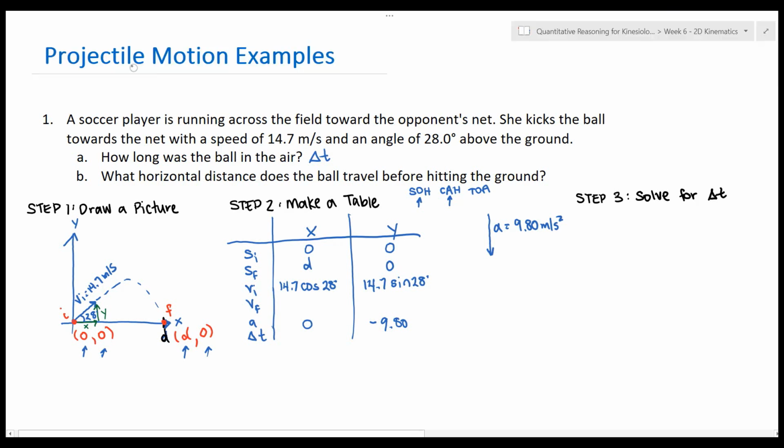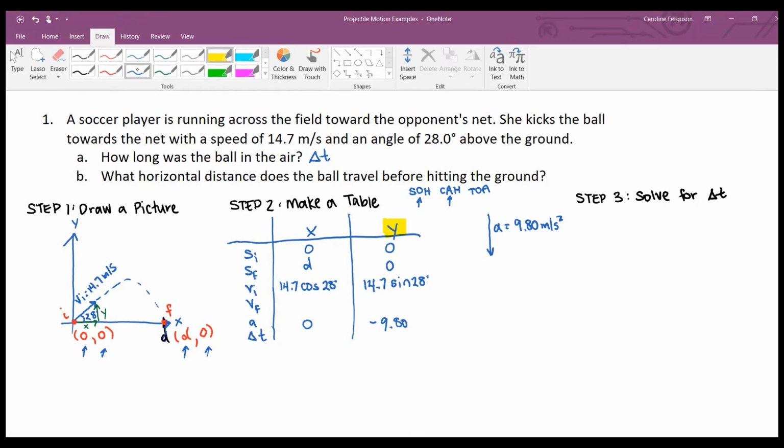So which column has the most information, the x column or the y column? So when we look at the x column, there's this variable here, d, that we don't know. And then we know the other three values. In the y column, we know 4 values. There's no unknown variable other than v final, which is the case for both x and y. So y has more information than x does. So we're using y right now. We're going to solve for time using all the numbers in the y column.